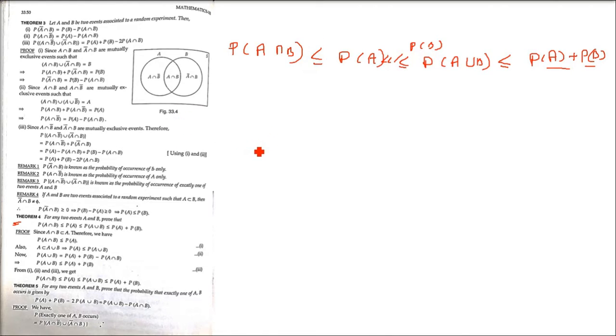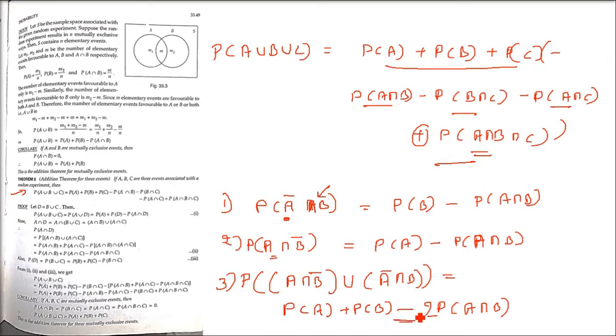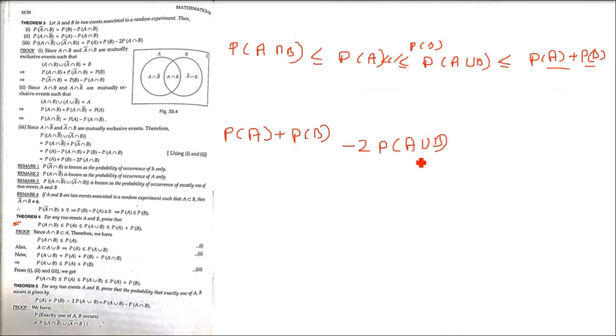There is one more theorem, because we have already seen this. For any two events A and B, the probability that exactly one of A and B will occur, we already saw in the theorem just now. So this is P(A) plus P(B) minus 2P(A union B)... this we have already seen. The same thing can be written as: the probability that exactly one of A and B occurs is given by P(A union B) minus P(A intersection B), right? So we will be writing it like this.